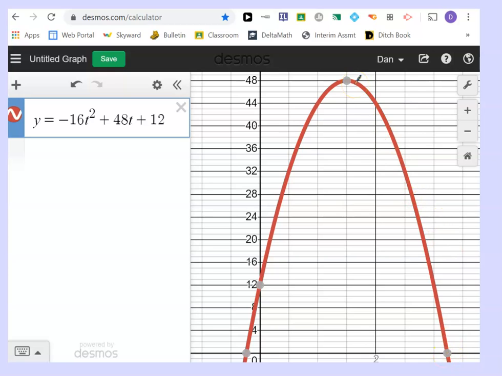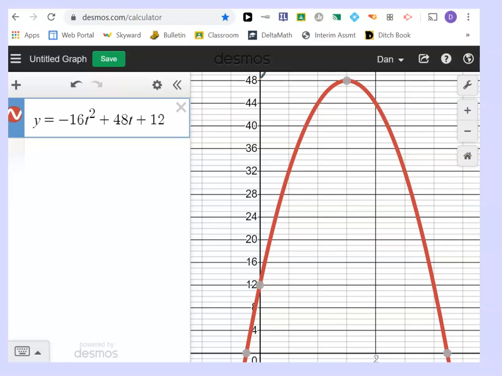And what I'm interested in is how long did it take to reach its maximum height, and what is that maximum height? Well, you can see on the graph, if this is 1 and this is 2, then this is 1.5. So at 1.5 seconds, it reached its maximum height, and that maximum height was 48 feet. So you can tell that from the graph, but you can't tell that from the equation.